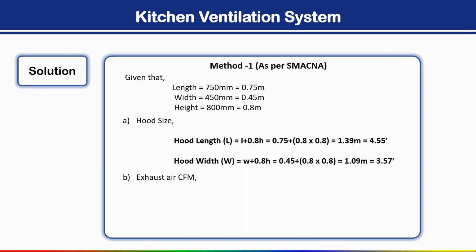Now in our question, what type of cooking is it? It is medium cooking. So for medium cooking, what is the formula to calculate the exhaust air CFM?